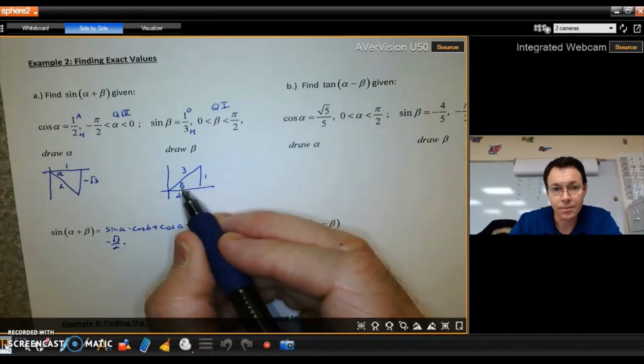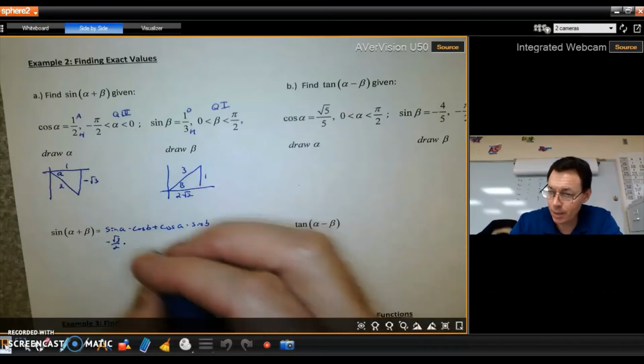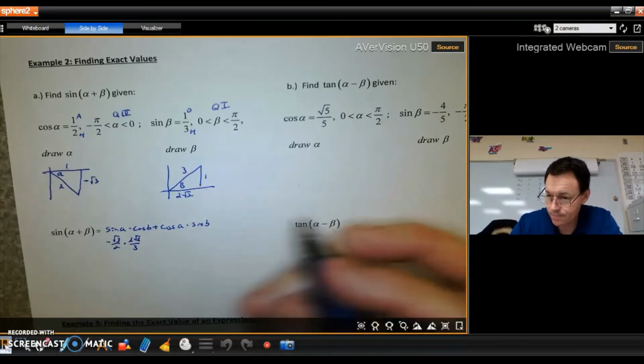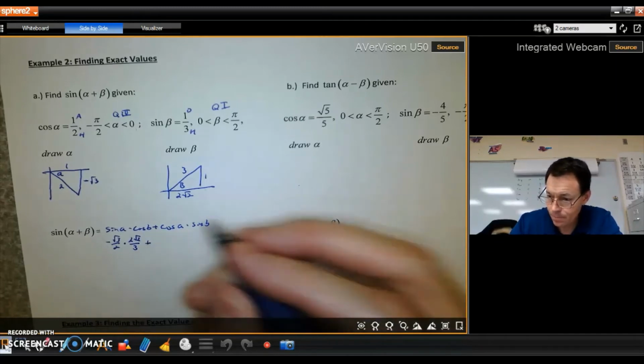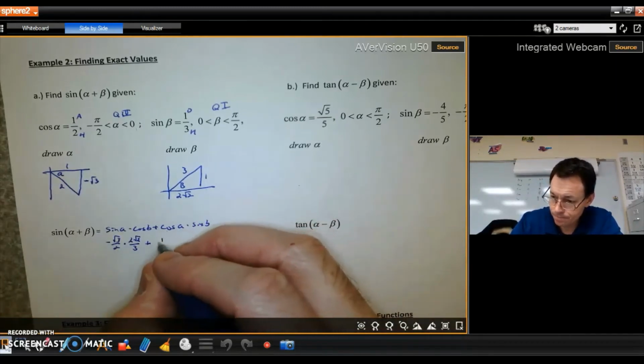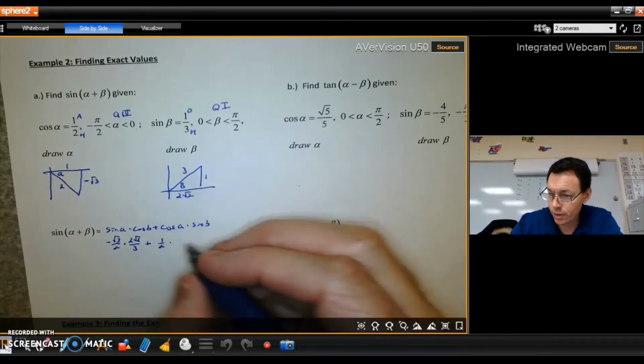So now we're over here. The cosine of B is 2 radical 2 over 3, adjacent over the hypotenuse. 2 radical 2 over 3. Plus the cosine of A, so now we're back to A, 1 over 2, times the sine of B. The sine of B is 1/3.